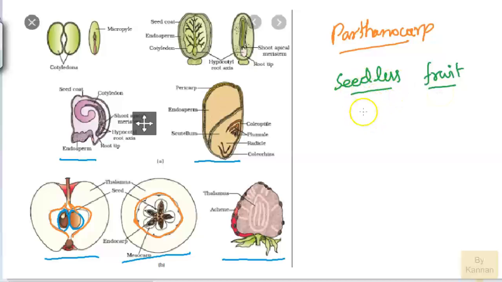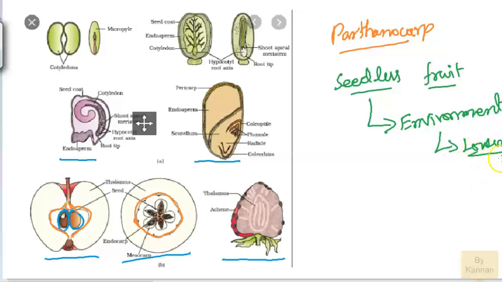So how does it occur? Naturally, it occurs in different ways. The first one is based on the environment, specifically a lower temperature than the optimal one. Due to lower temperatures, the fertilization process is not very active, but fruit development begins after the lower temperatures.